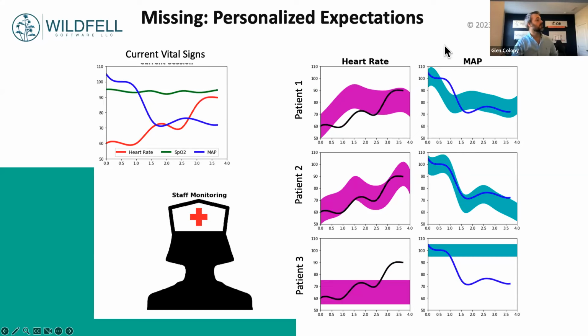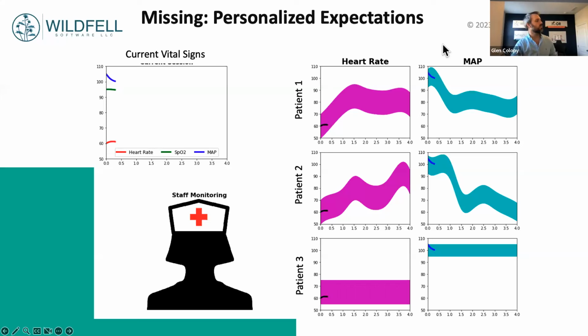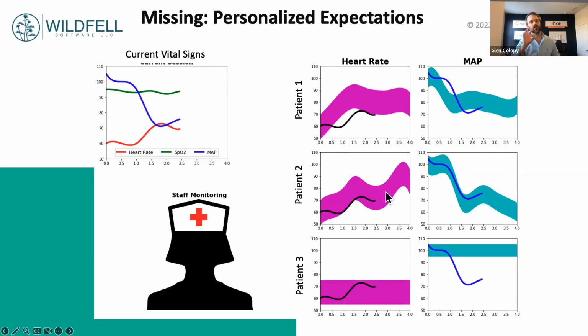So the idea would be here, and there's also a lack of personalization. So you can have the idea that the staff is monitoring a current vital sign. And for one patient, this might actually be fairly expected. So this might be a completely appropriate time series or set of data for one patient. But for the second patient, but for patient 1 and 3, other patients, this would be very dangerous data. This would be not data that's expected.